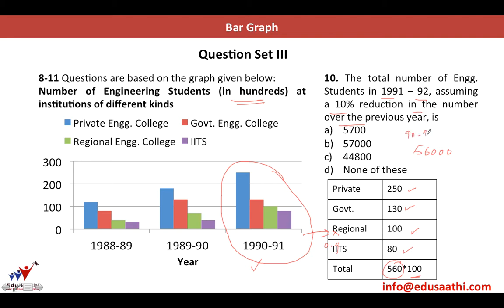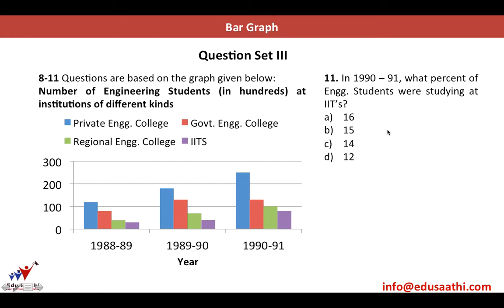So this is for 90-91. For 91-92, since there's a 10% reduction, the multiplying factor becomes 0.9. I multiply this by 0.9 and this gives me the answer as 50,400. So none of the options matches, so the correct answer is none of these. If you're wondering why I multiplied by 0.9, you can also solve this by another method, which is nothing but 56,000 minus 10% of 56,000, as there's a 10% reduction. When you solve this, you'll get the same answer.